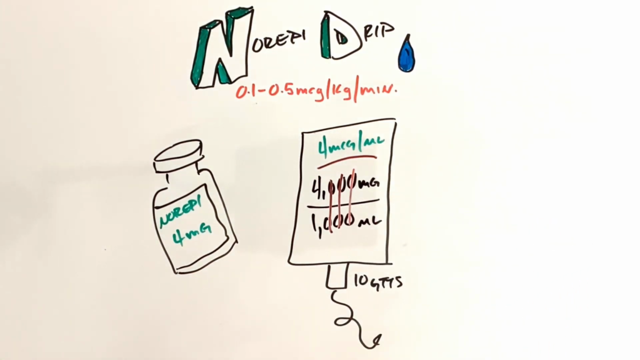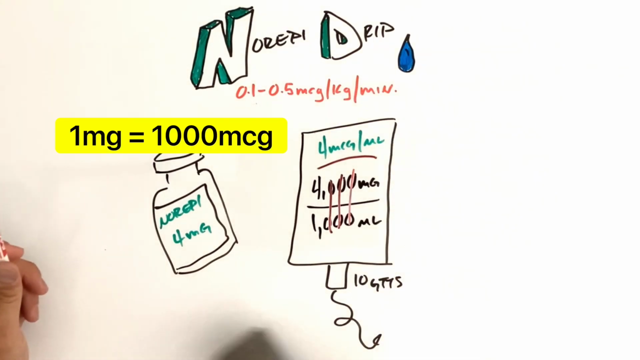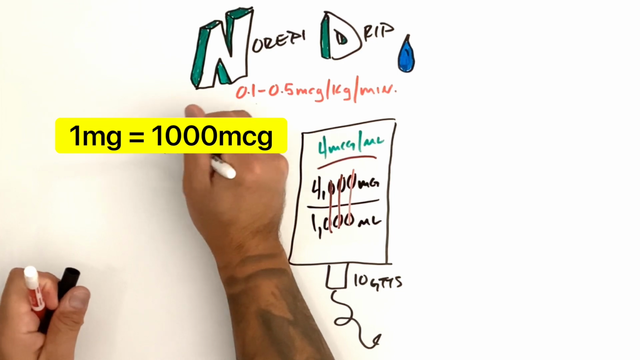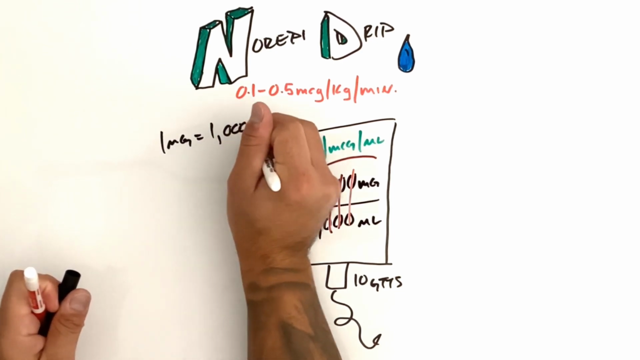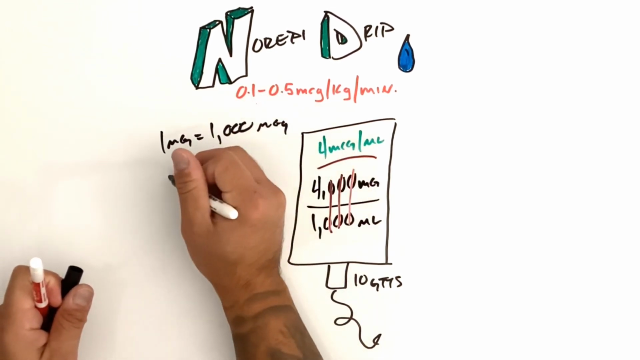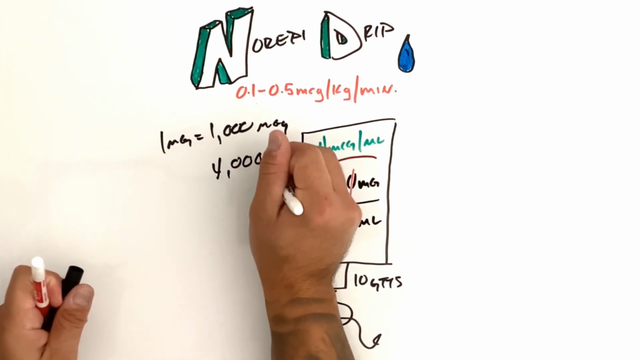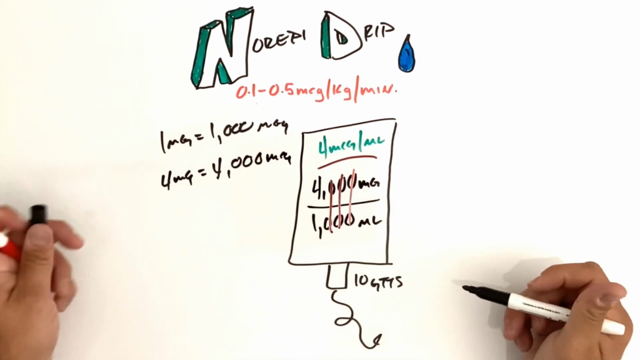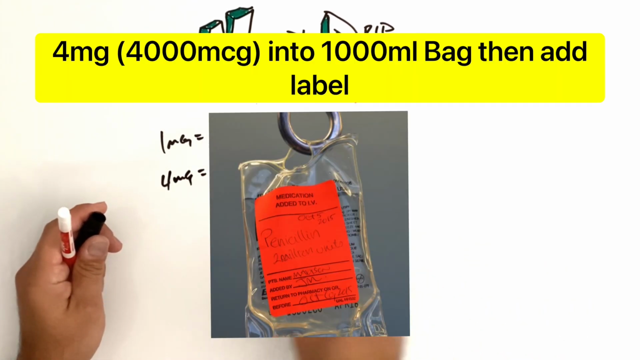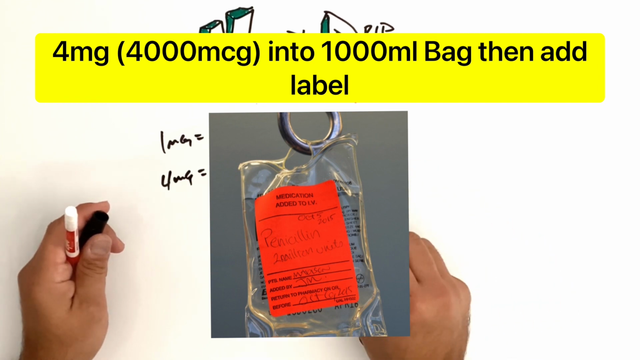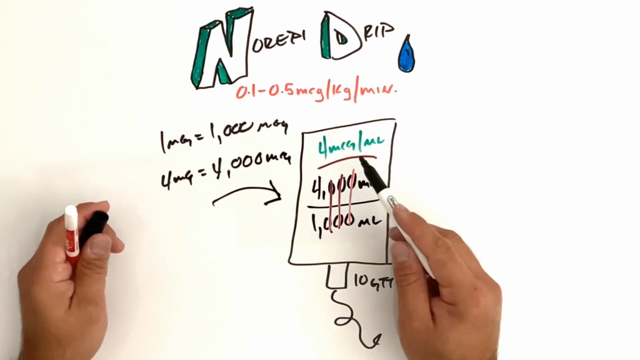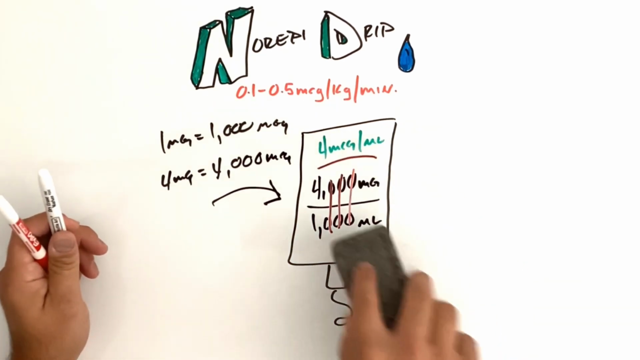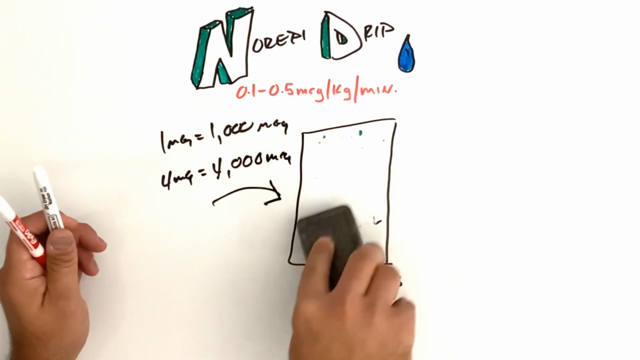We also know that 1 milligram is equal to 1,000 micrograms. So if I have 4,000 micrograms, I know it's equal to 4 milligrams. So in our vial, we are going to put the entirety into our 1,000 bag, and that's going to give us our appropriate concentration for this example, 4 micrograms for every ml. So let's plug it all in and give our patient some Norepinephrine.